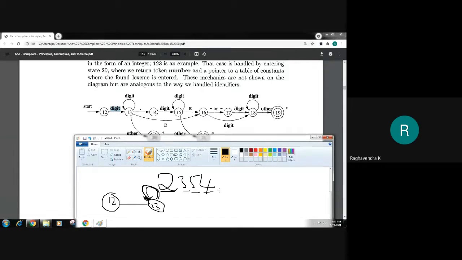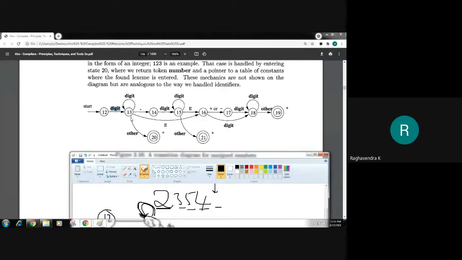After that, let us assume there is a space, because the number is done here, so obviously there is a space. So I have read something which is nothing but other. Where will I be heading? I will be heading to state number 20, which is an accepting state. Accepting state means what? I have seen a number.